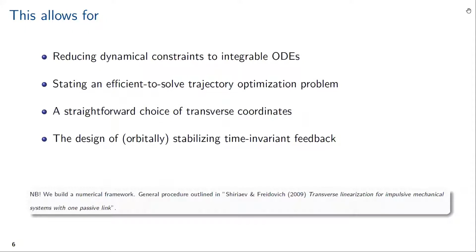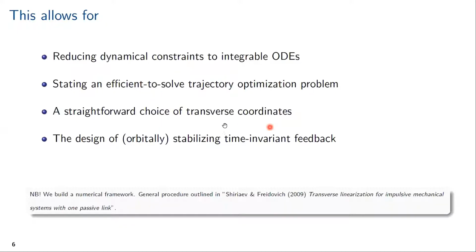More specifically, by assuming this synchronization of the states using this motion generator, we can for one reduce the dynamical constraints which arise due to the underactuation down to a series of ordinary differential equations which are integrable, the number of which is equal to the degree of underactuation. Now these we can then use to state a quite efficient to solve trajectory optimization problem. So we can state it as an optimization problem, which we can then solve numerically in order to find solutions.